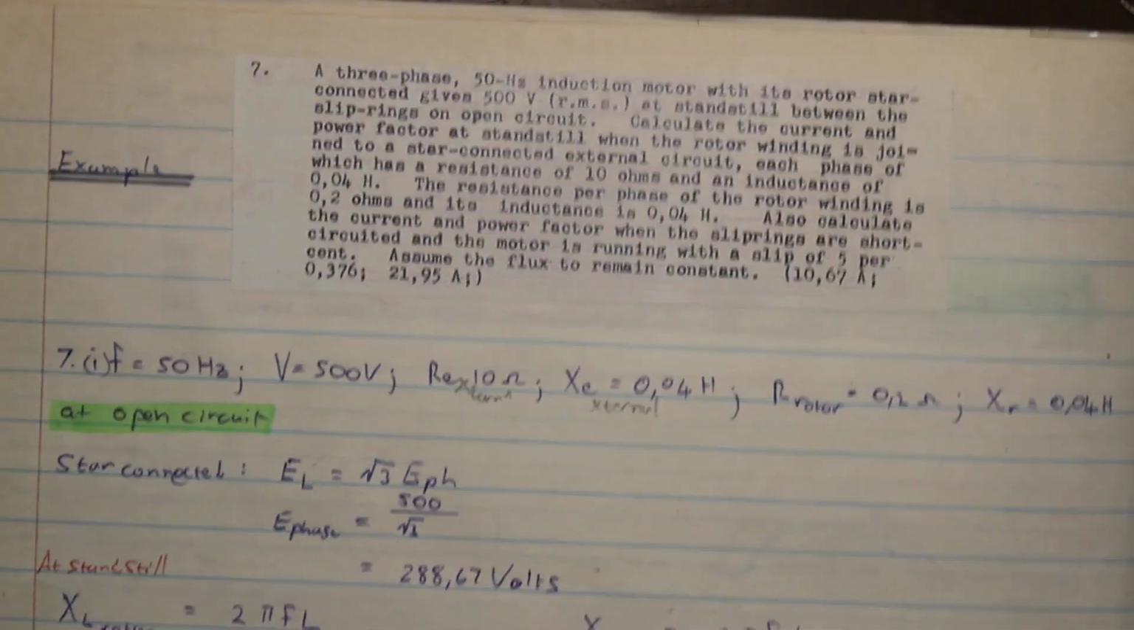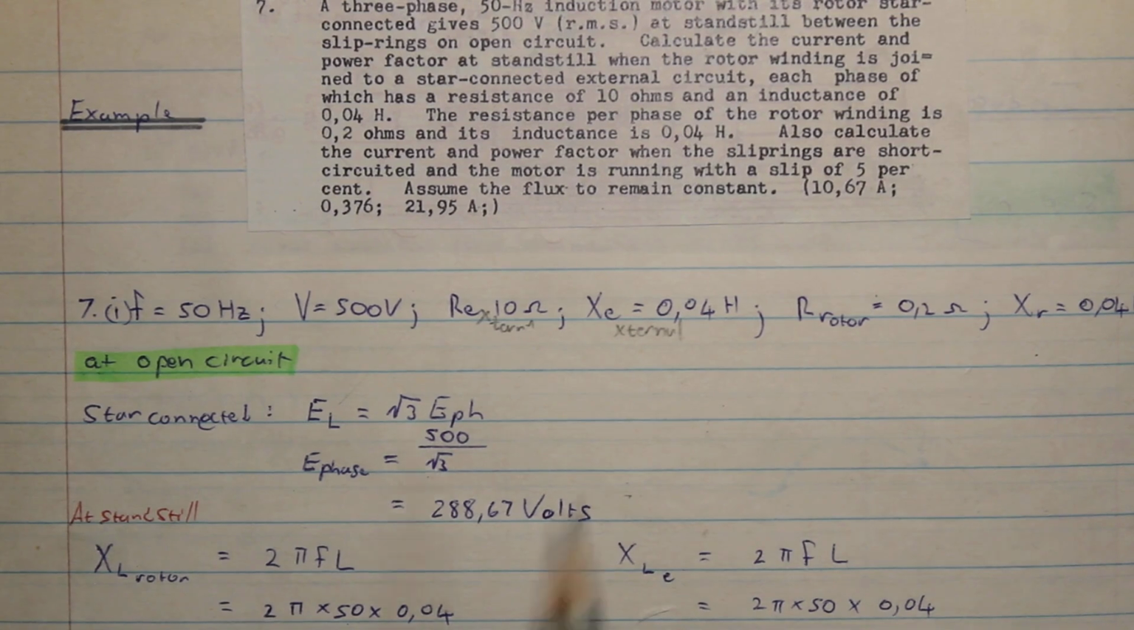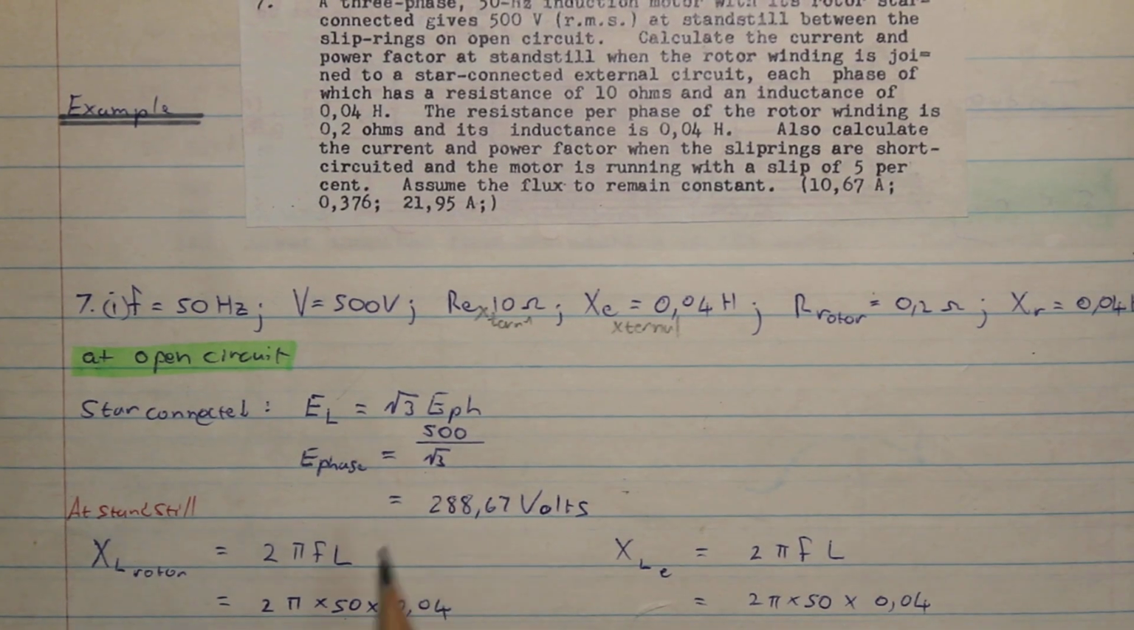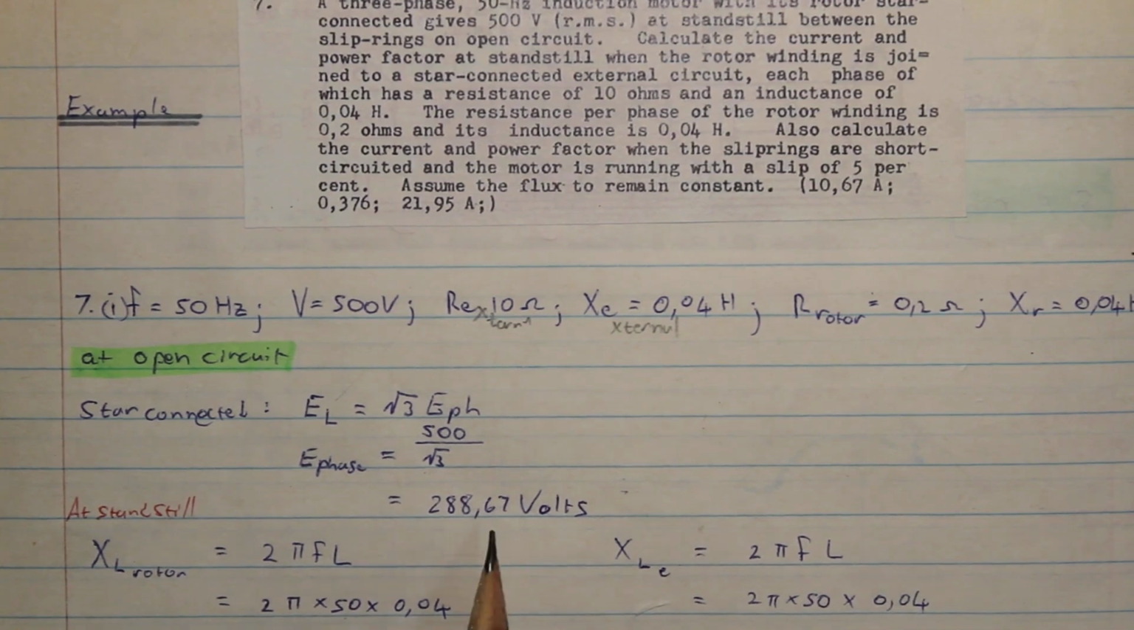Okay, so let's start with the phase voltage. They said that the rotor gives 500 volts between the slip rings, so that is the line voltage. So we're going to change that to phase. We're going to divide the 500 volts by square root 3, and we get 288.67 volts. Okay, so that's the phase voltage of each phase.